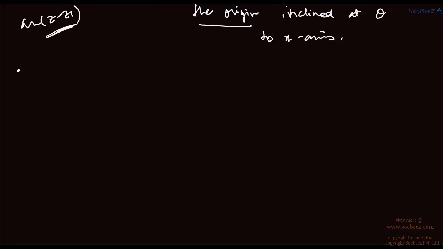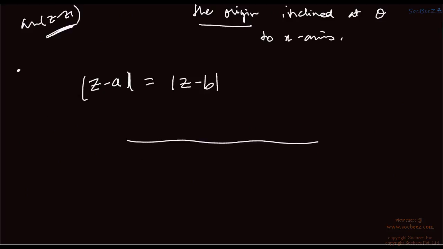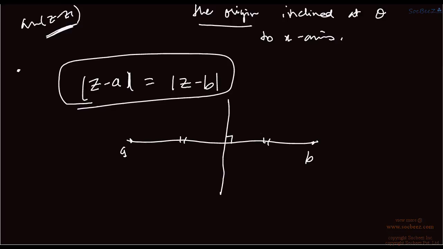Fine. So this is about the amplitude of z. Now we have the perpendicular bisector of a line joining A and B. That will be mod of z minus A is equal to mod of z minus B. This is the locus of a complex number z on the perpendicular bisector of two complex numbers A and B. Okay, this is the perpendicular bisector, and z will satisfy this property. So this is the locus of the perpendicular bisector.